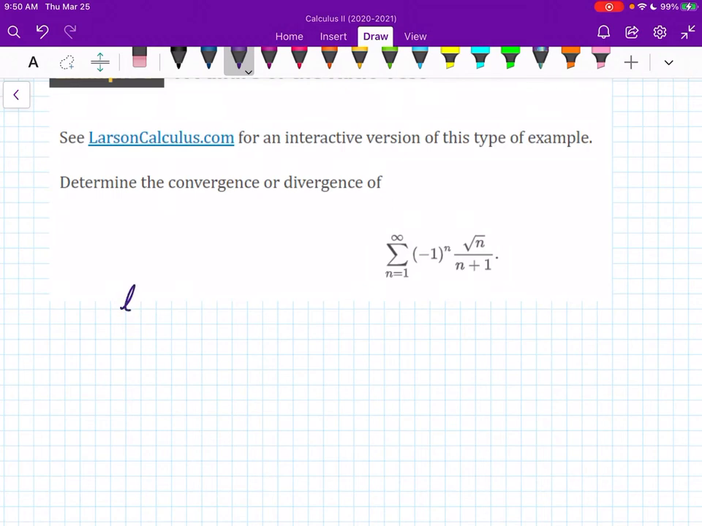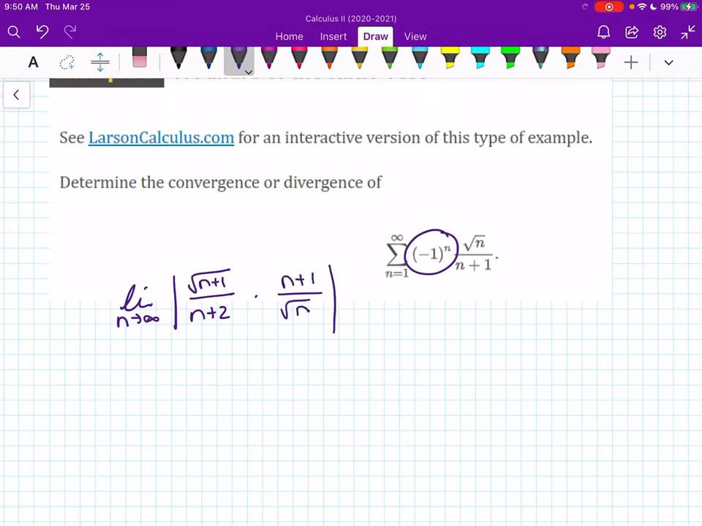So if I take my limit as n goes to infinity of my a sub n plus 1 term, once I take the absolute value, I don't need to worry about that negative 1 to the n. I'm just not going to worry about it because we're just worrying about the positive terms. So square root of n plus 1 over n plus 2 times n plus 1 over square root of n, right? So this is a sub n plus 1, and this is 1 over a sub n.